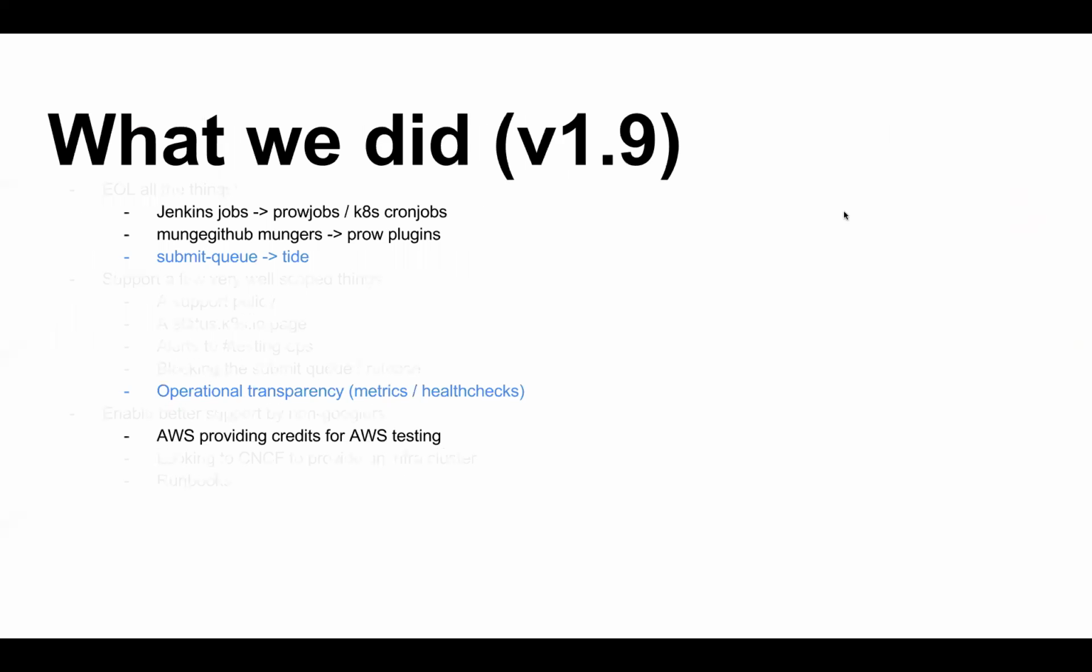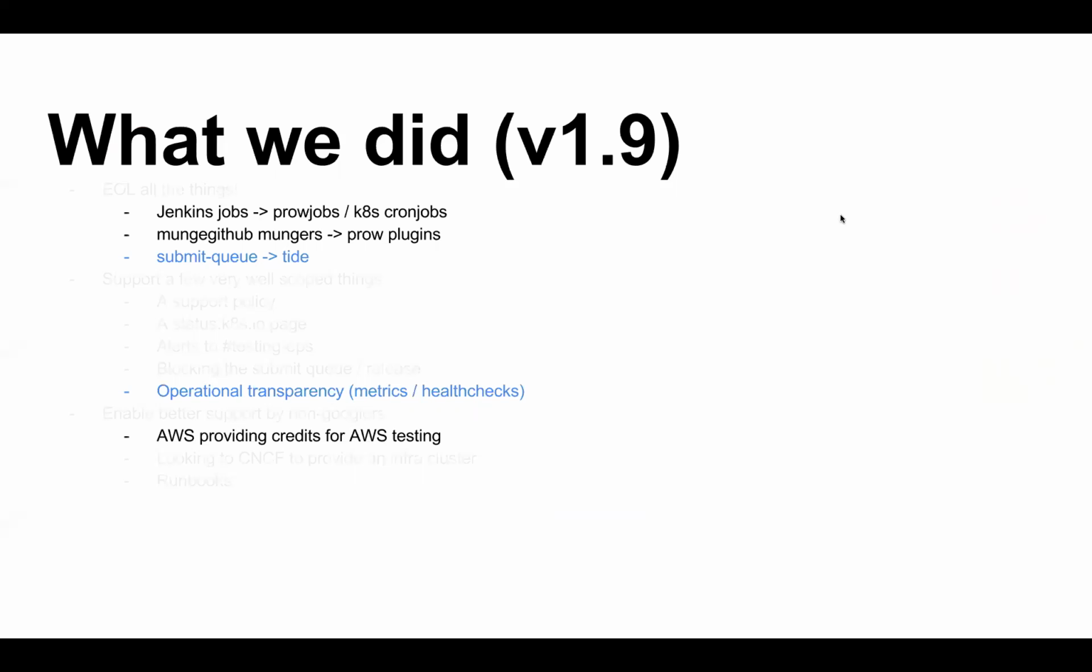For better or for worse, this is the state of what I think we actually did. We have migrated the majority of Jenkins jobs to Prow jobs, but not all of them. We have migrated the majority of Munge GitHub Mungers to Prow plugins, but not all of them. And we are in the process of turning the submit queue down in favor of Tide in a couple repos, but not all of them yet.